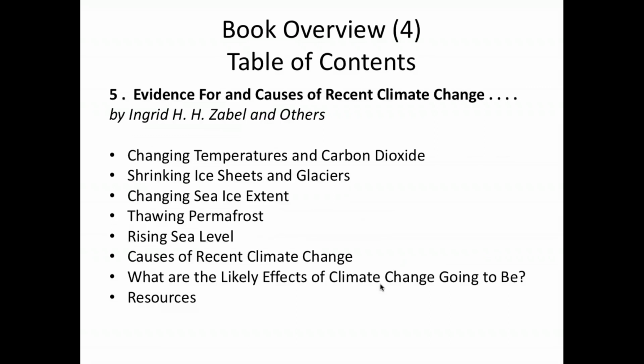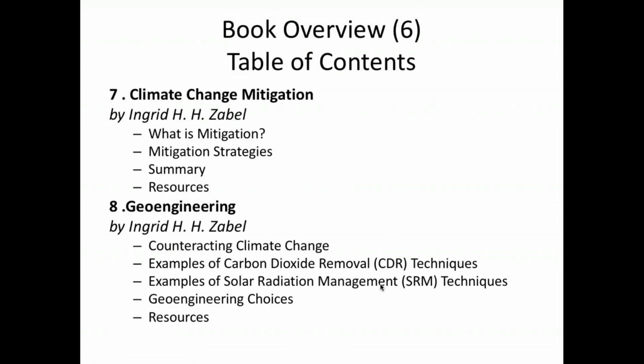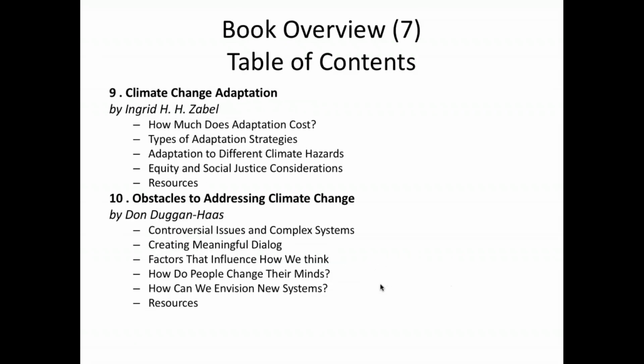And then evidence for and causes of recent climate change, an overview of that, and looking regionally. And we address mitigation and geoengineering. We think it's important to pay attention to these issues, whether or not they actually happen, and we're not advocating for or against approaches here, but we think it's important to look at the science related to geoengineering, for example.